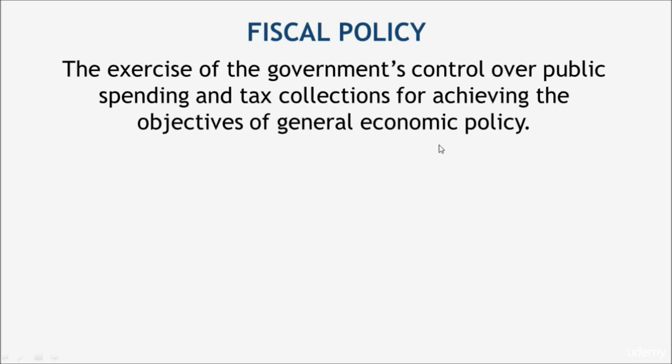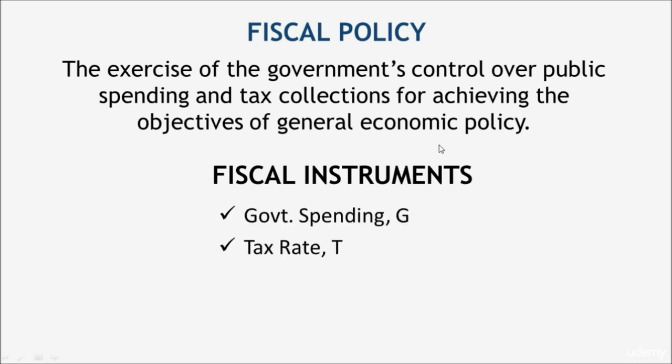Tools that are used to execute fiscal policy are called fiscal instruments. And these instruments vary from economy to economy. But there are some instruments that are commonly used by all economies. The major instruments that are used to control over public spending and tax collections are government spending, tax rate, transfer payments, and investment subsidy.